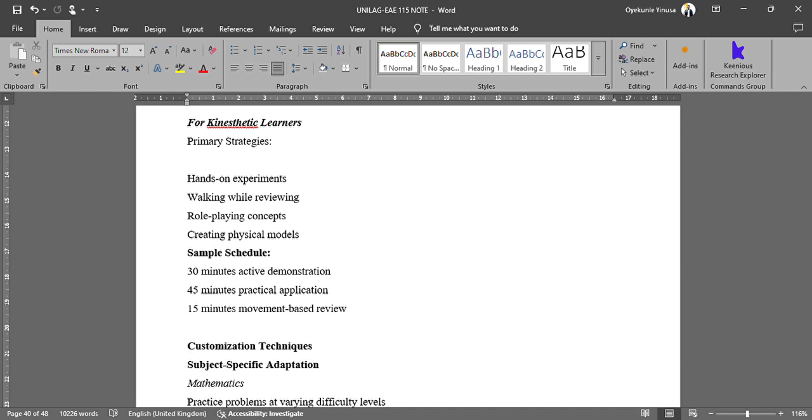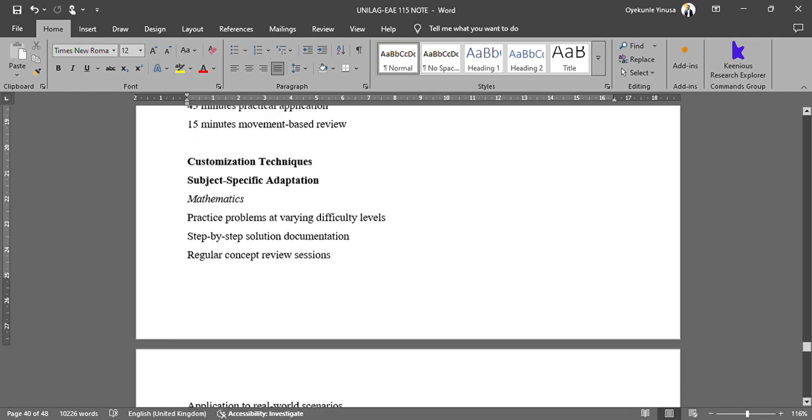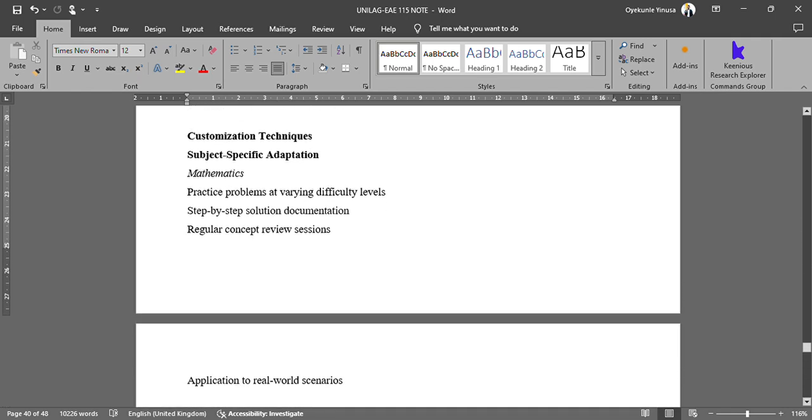So 30 minutes of active demonstration will help you. 45 minutes of practical application will also help you, and 15 minutes of movement-based review will also help you. Customizing your techniques: for instance, for a mathematics subject, specific adaptation is practice problems at every difficulty level.